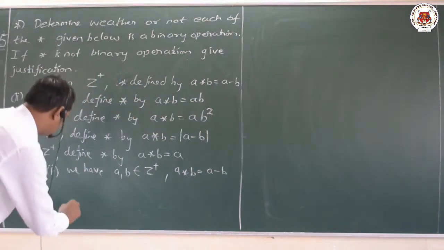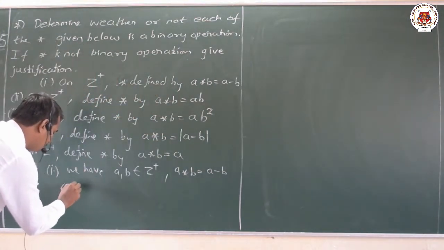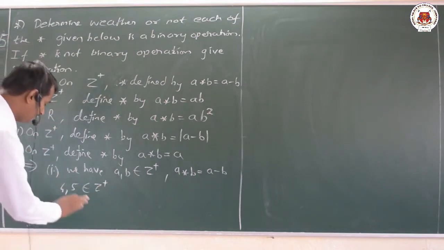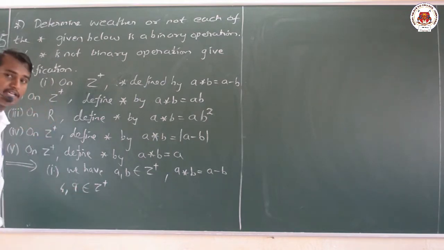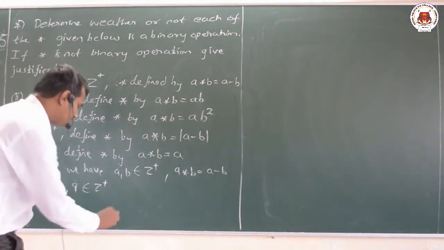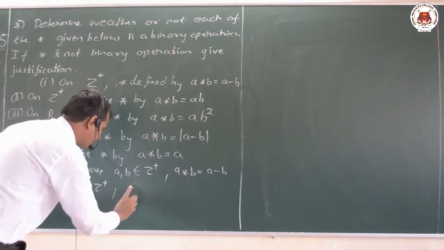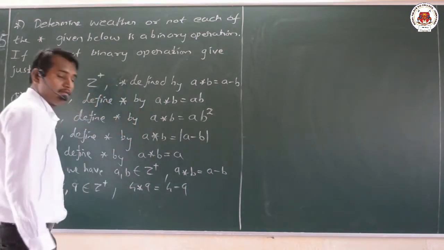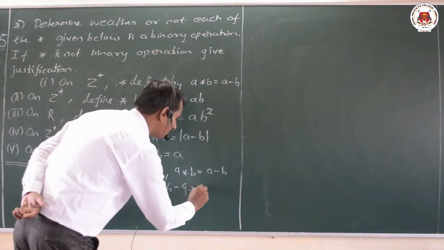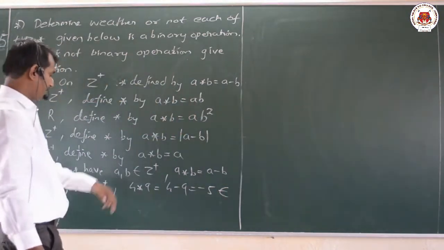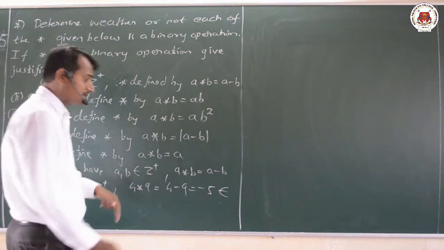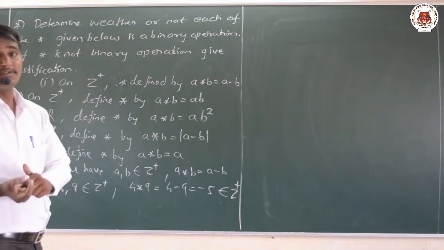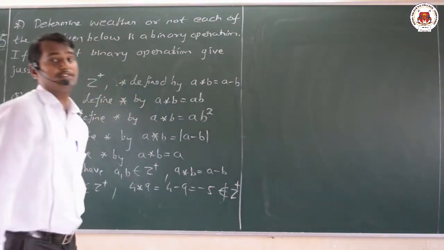It is defined. Let us take 4 comma 5 belongs to Z plus. Obviously they are positive integers, or else you can take it as 4 comma 9 belongs to Z plus. That implies, according to the definition, 4 star 9 equal to 4 minus 9. What is the value for 4 minus 9? The value will be minus 5. Now does it belong to the positive integers? Z plus means positive integers. So here it does not belong to the positive integers.